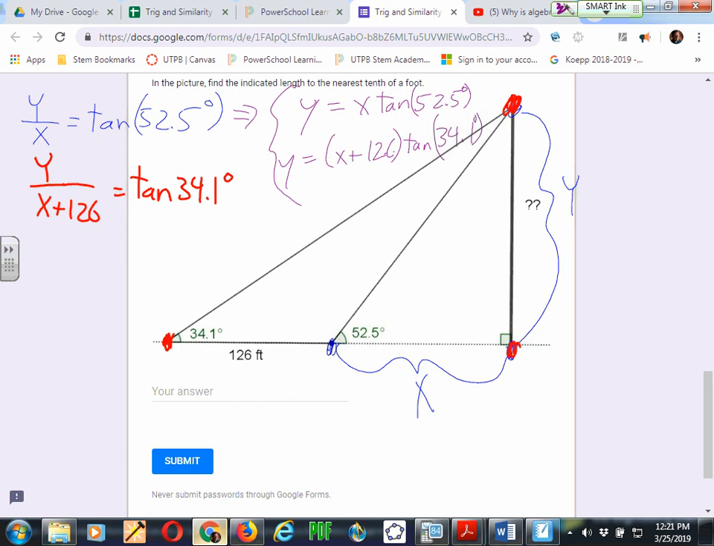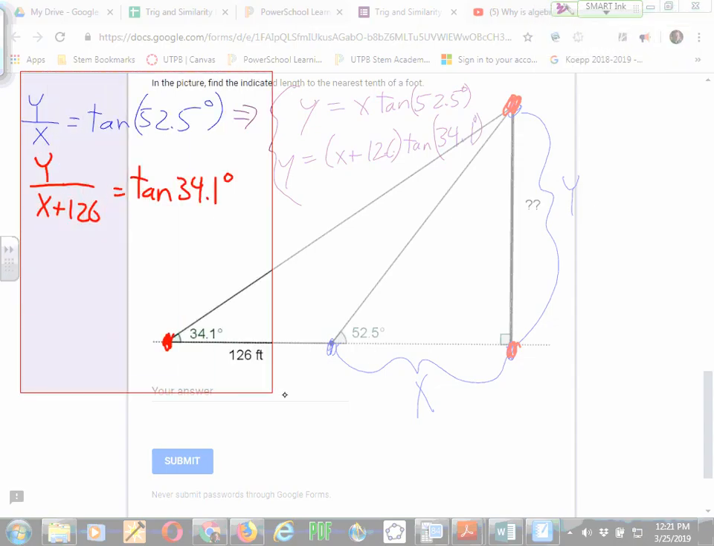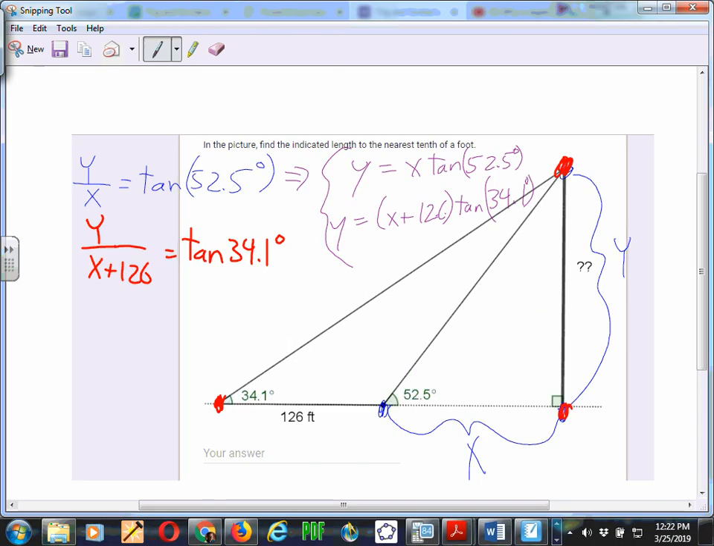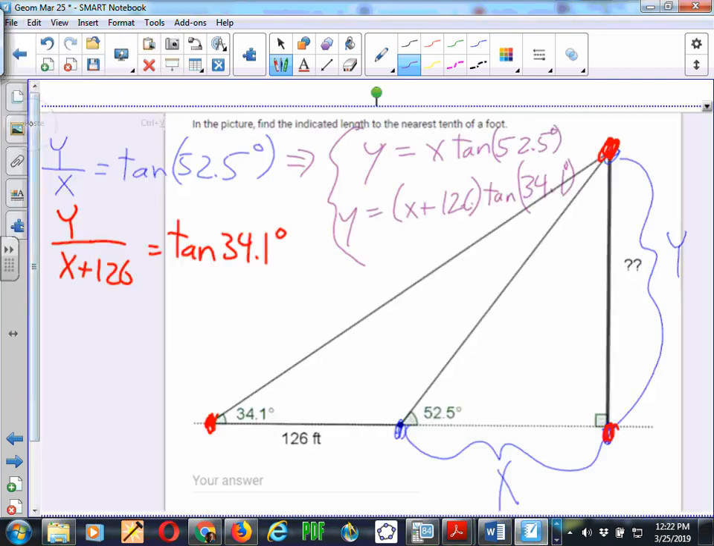So, let's see, snipping tool. Let's take this picture and let's come over here and paste it.